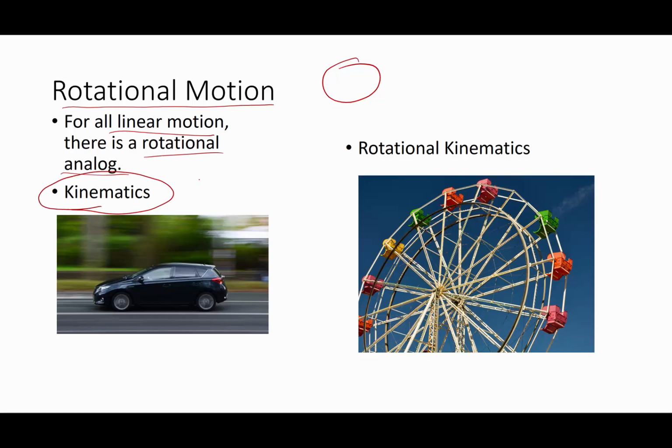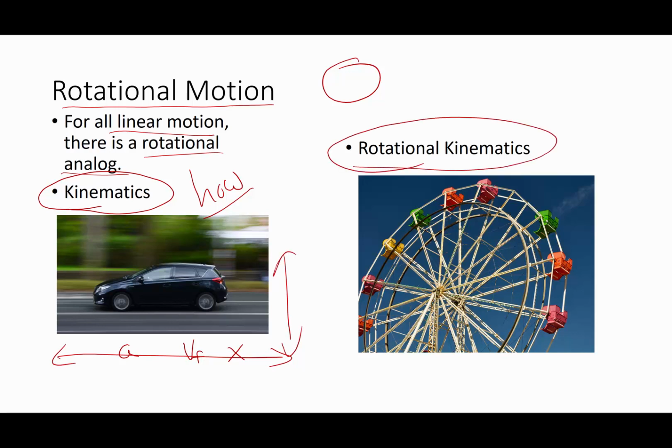Kinematics, if you remember, is a description of how things move. But everything we've done has been descriptions of how things move in a straight line. Acceleration, velocity, displacement, all of those in one dimension or another dimension. But we're going to talk about rotational kinematics. How many degrees or radians does an object move through? What is the velocity in a circle?